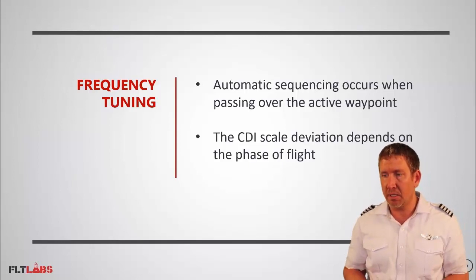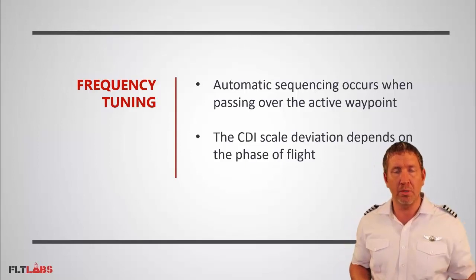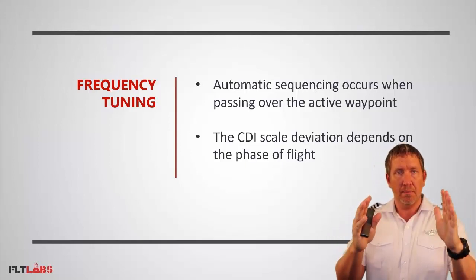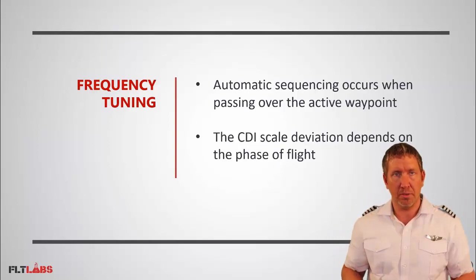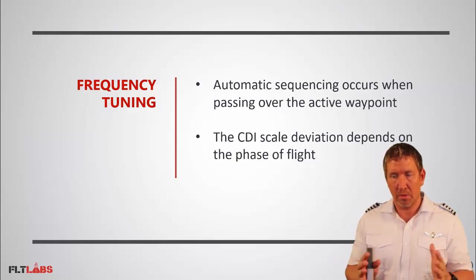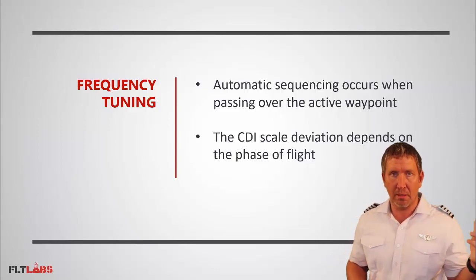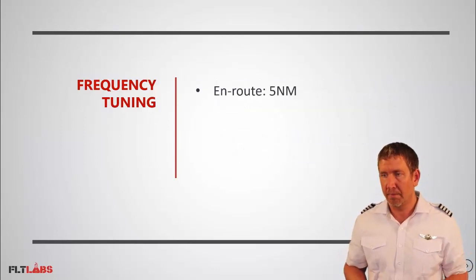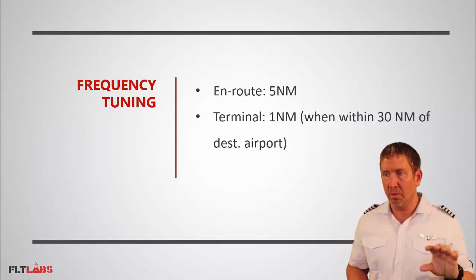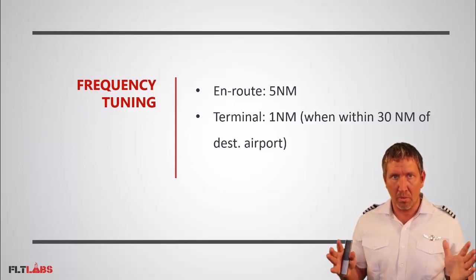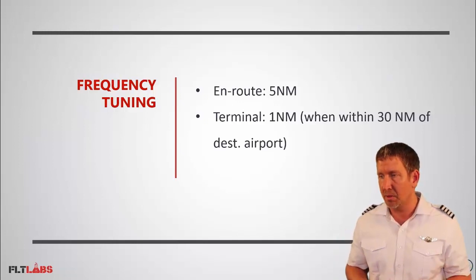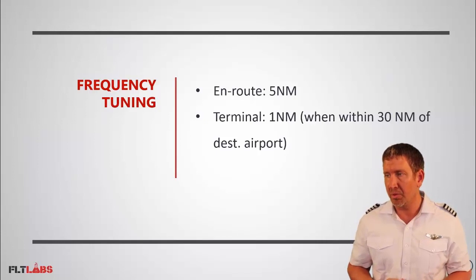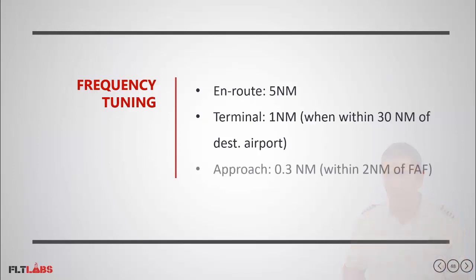The deviation scale depends on our phase of flight. We learned that earlier. There's the en route, the terminal, and the approach phases, and they will change for us. In the VFR world, we don't really focus on that too much. But to learn the en route, we have 5 nautical miles, terminal, 1, and that's when we're within 30 miles of our airport. And then the approach sensitivity is 0.3.